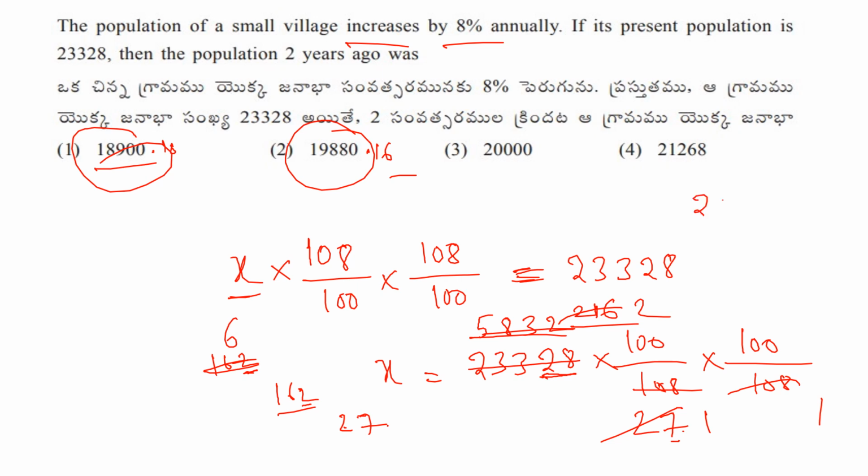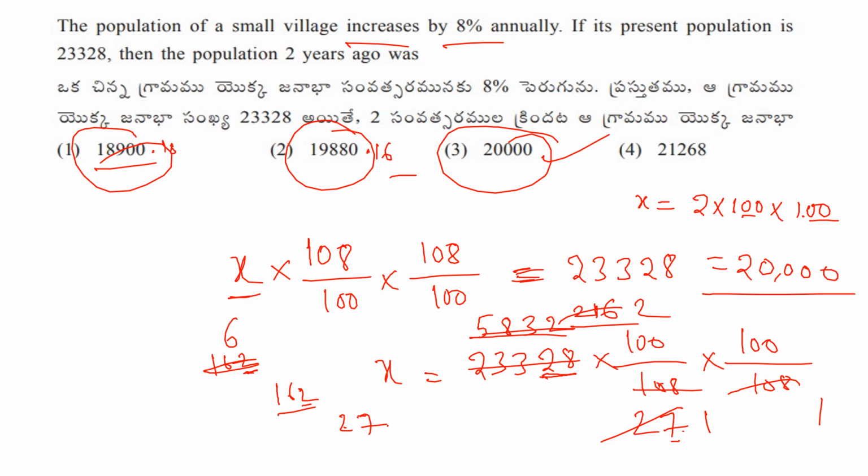What is the numerator value? 2 into 100 into 100. X is equal to, that's it. So 2 into 1 2, 2 into 1 2, 2 only. If you are confused about how to calculate this, whatever the zeros are here, 2 plus 2, 4 zeros. Just write it down. What is the value? 20,000. Option 3 is correct. Got it?